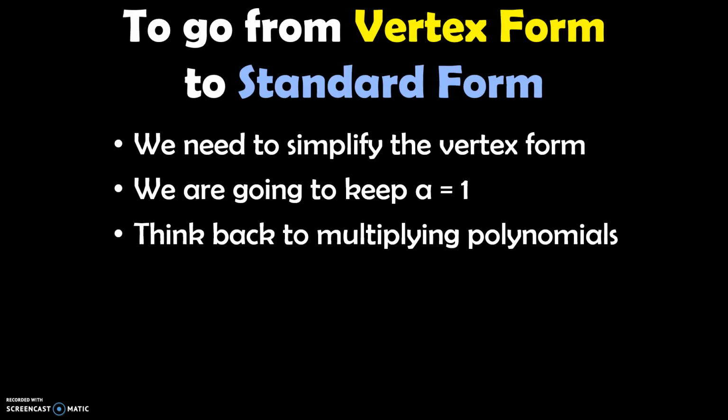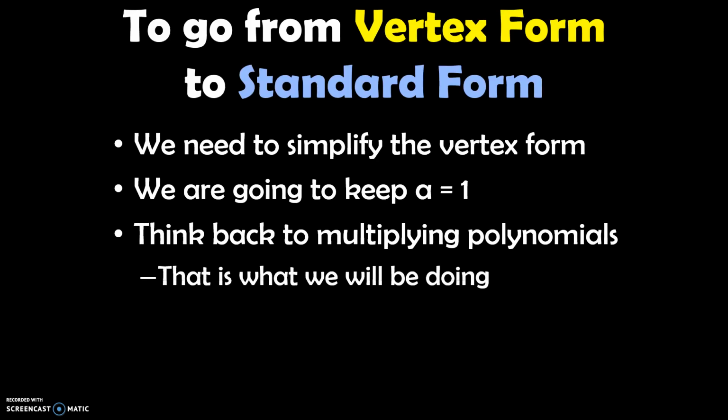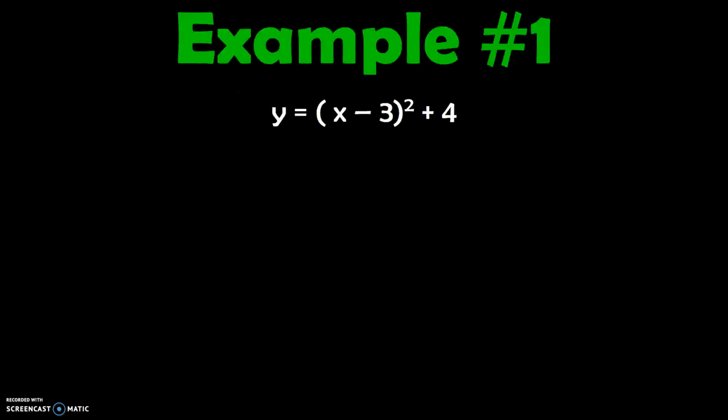We have to make sure we know how to multiply polynomials, and you'll see how that's going to come back in just a moment. And then we're going to combine our like terms. So here's our first example. I have y equals the quantity x minus 3 squared plus 4.